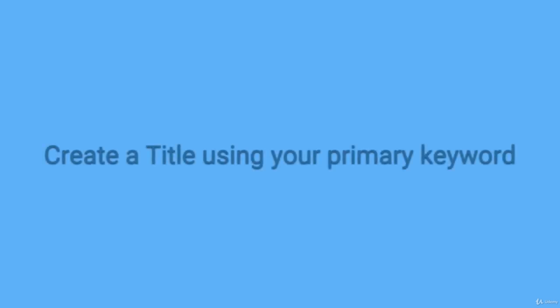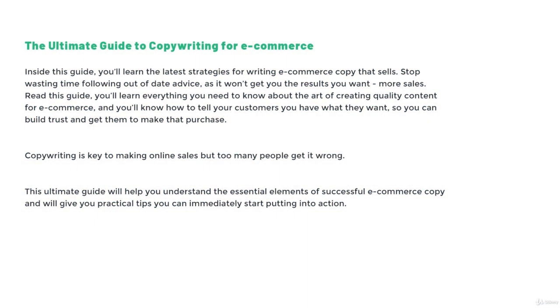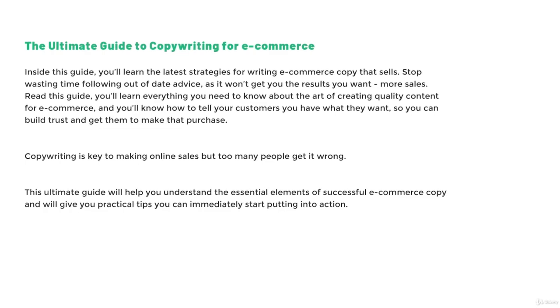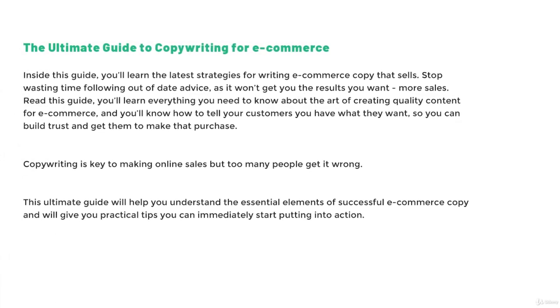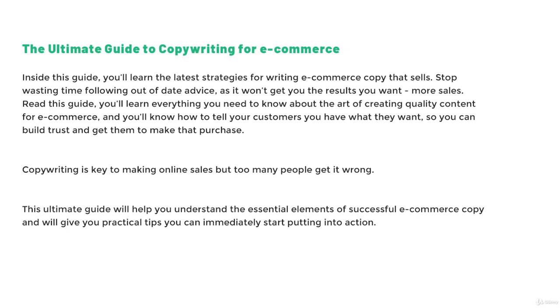Step 1. Create a title using your primary keyword and a term to indicate this is a comprehensive, complete guide. For example, The Ultimate Guide to Copywriting for E-commerce. Step 2. Create an engaging introduction. Make sure your intro lets people know why they need to read this article and tell them how it will help them master the topic you're writing about.